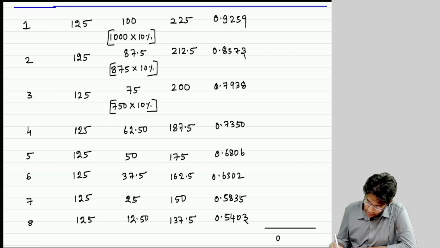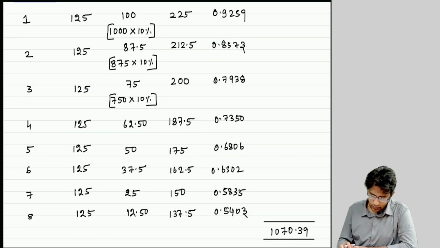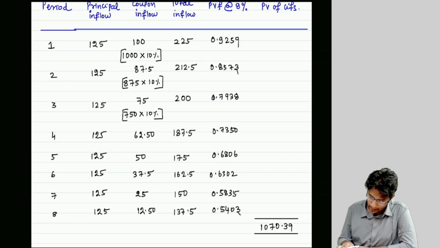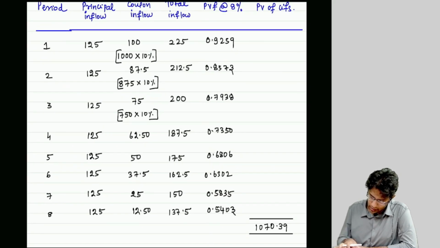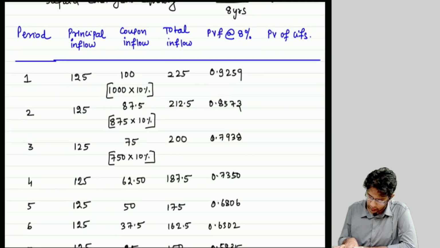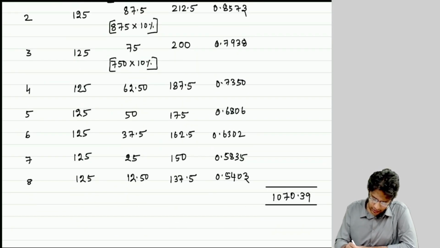1070. 0.39 I'll take. It's just similar to previous sums, sir. Conceptually, there is no change. The bond's cash flow pattern changes, hence we have a bigger table. That's it.